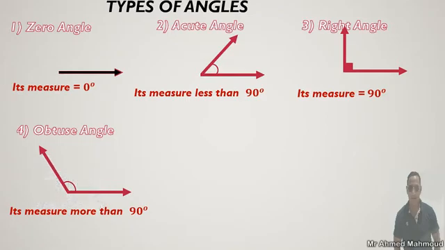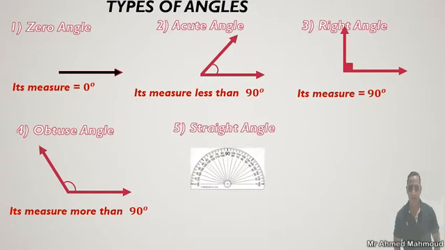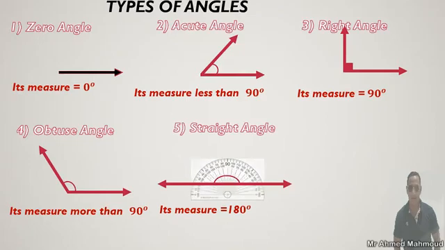The fifth one is the straight angle. The straight angle is the angle in which its two rays are on the same straight line, forming a straight line like this. It has exactly one measure, which is 180 degrees. And then the straight angle, its measure is 180 degrees.